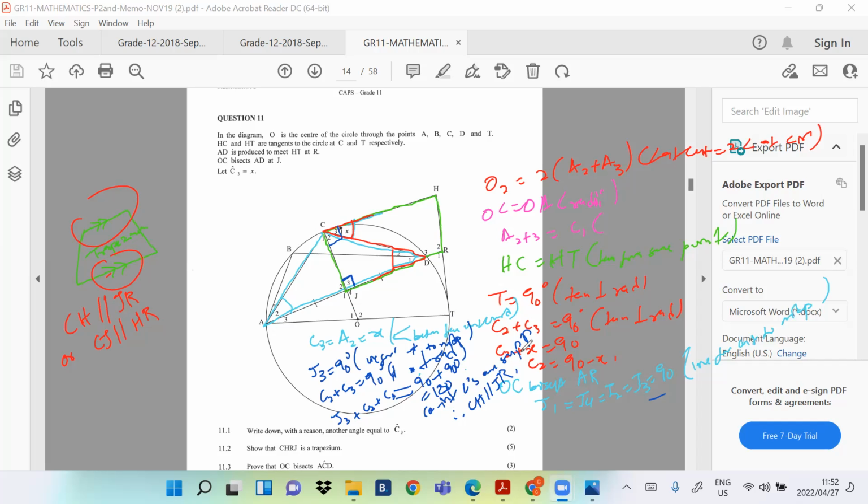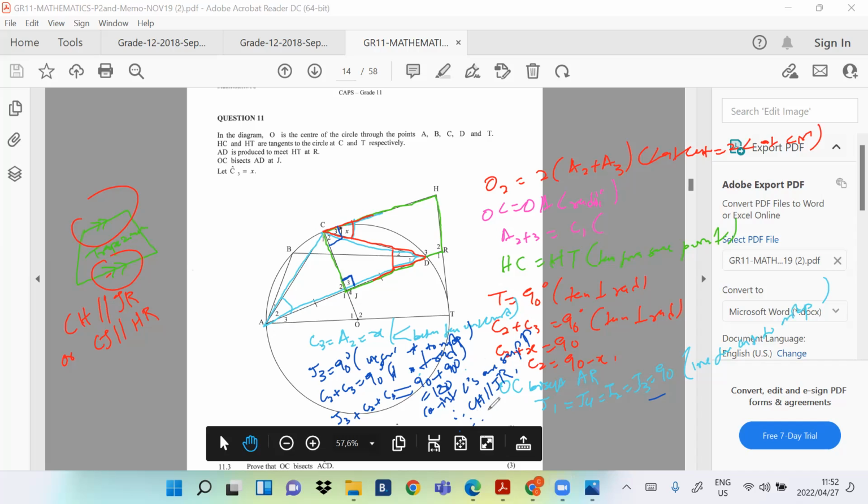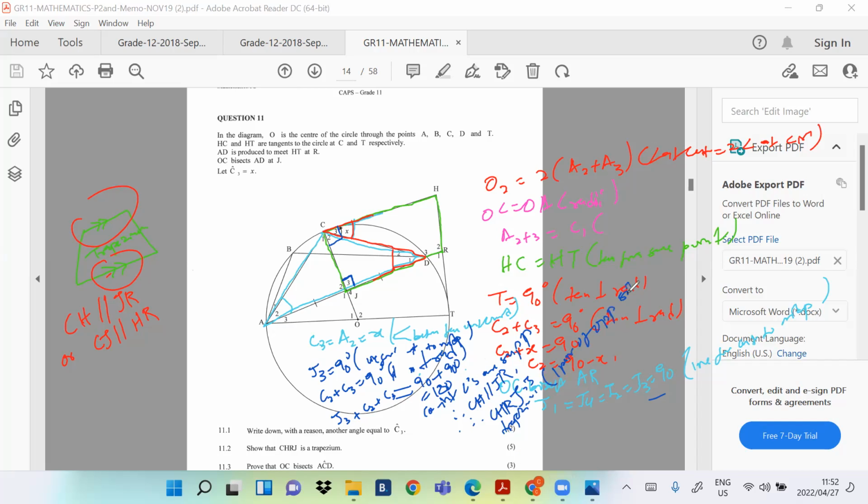Number 11.3. Prove that, so if those are parallel, therefore it's a trapezium. I guess don't forget to say that. Therefore, CHRJ is a trapezium, because one pair of opposite sides is parallel. Right.